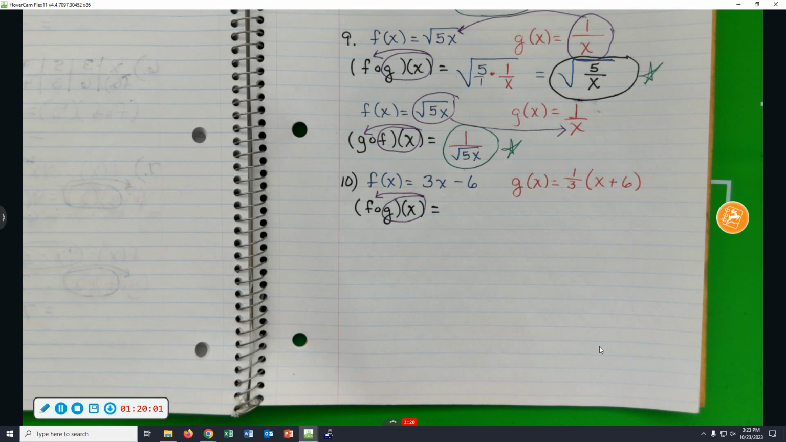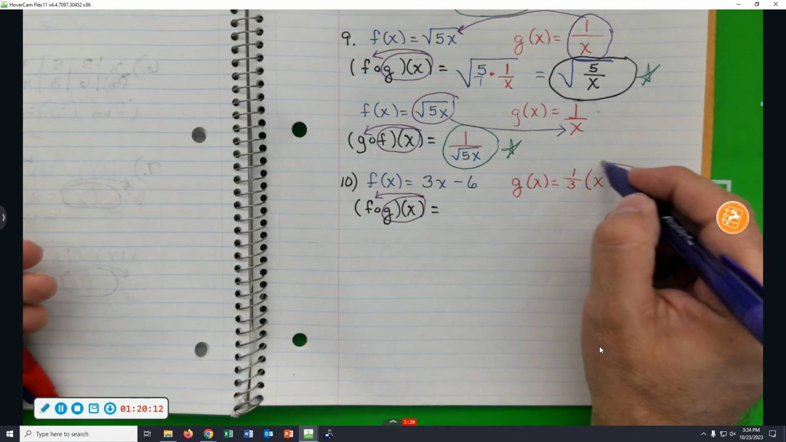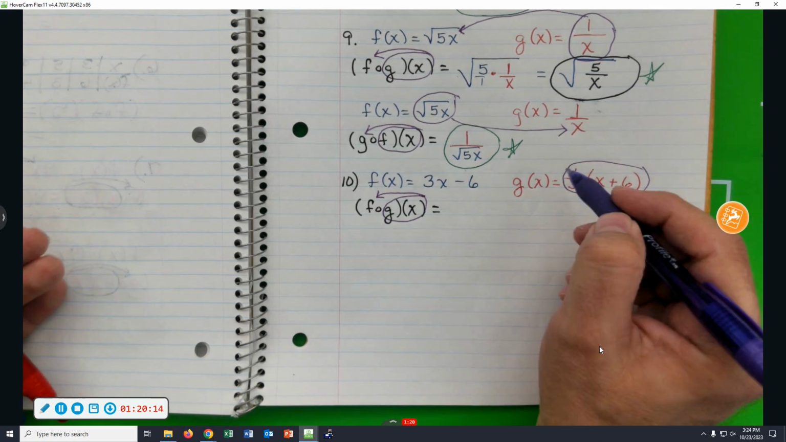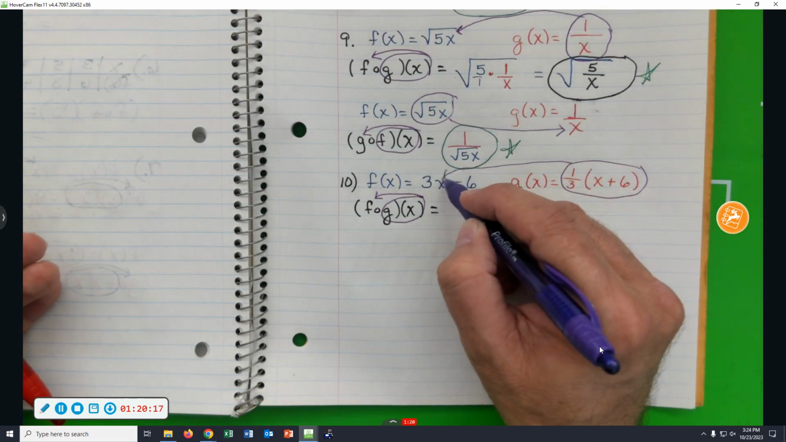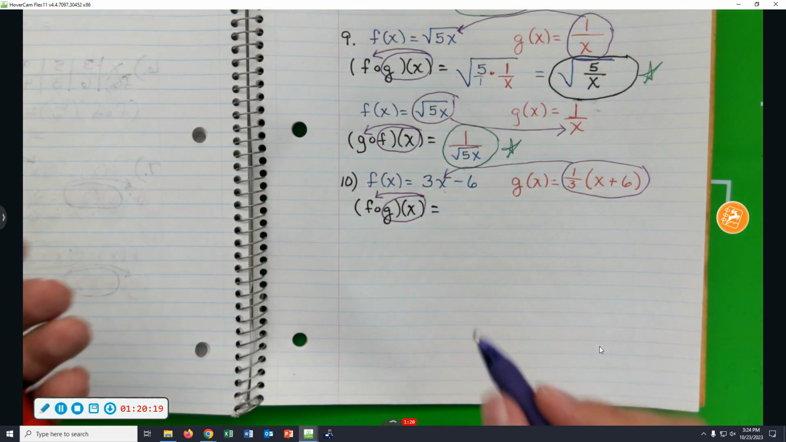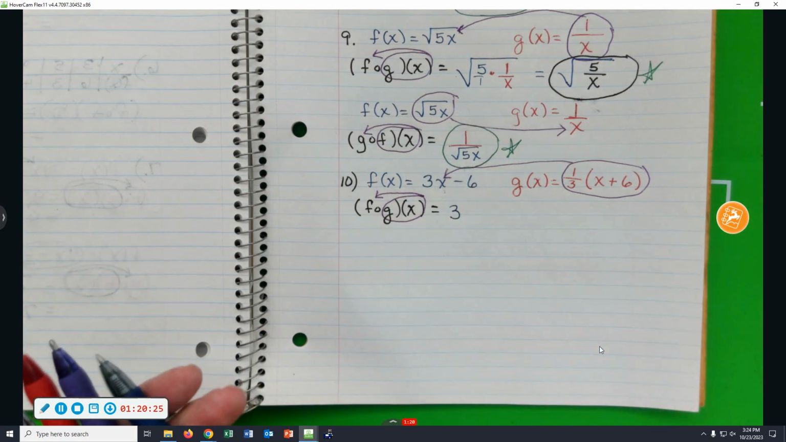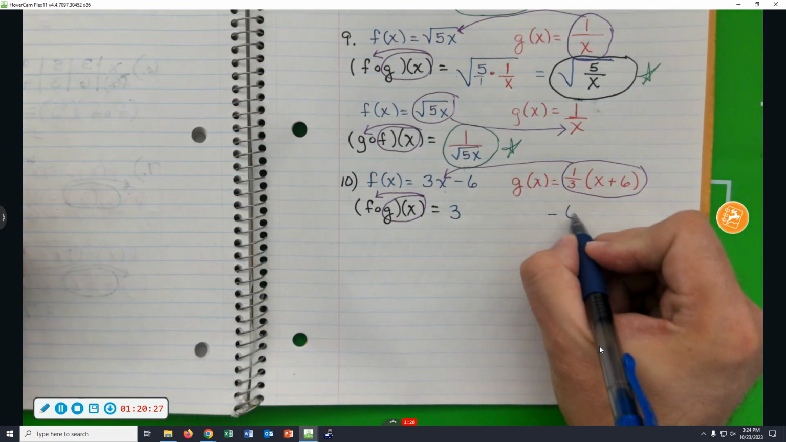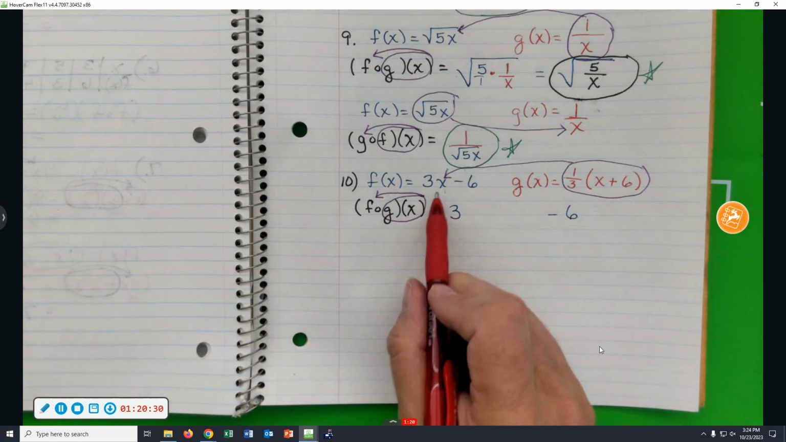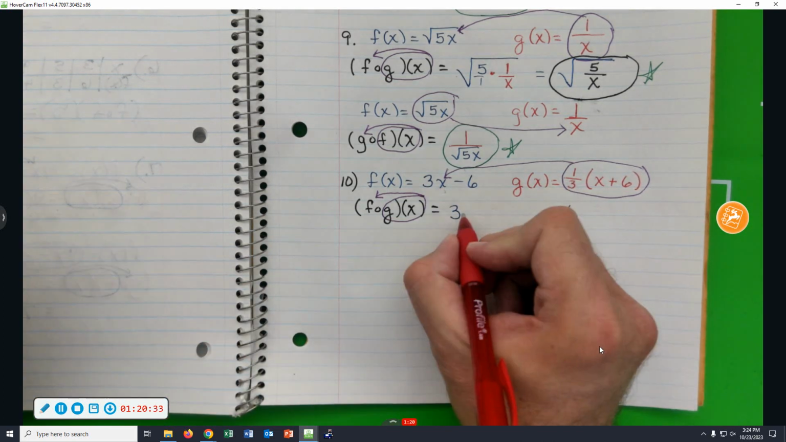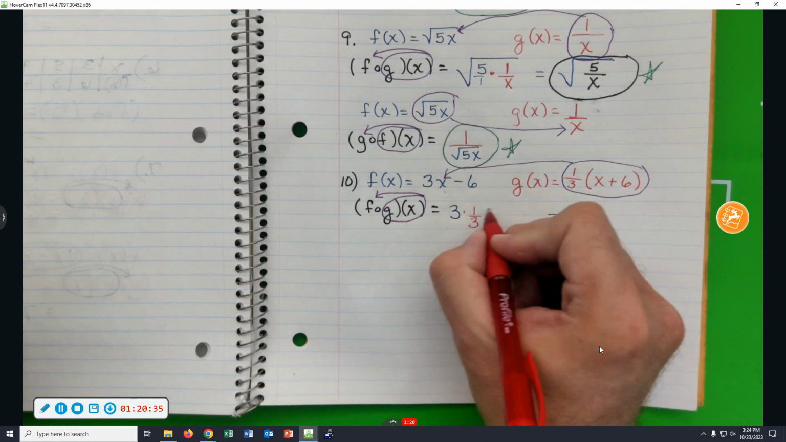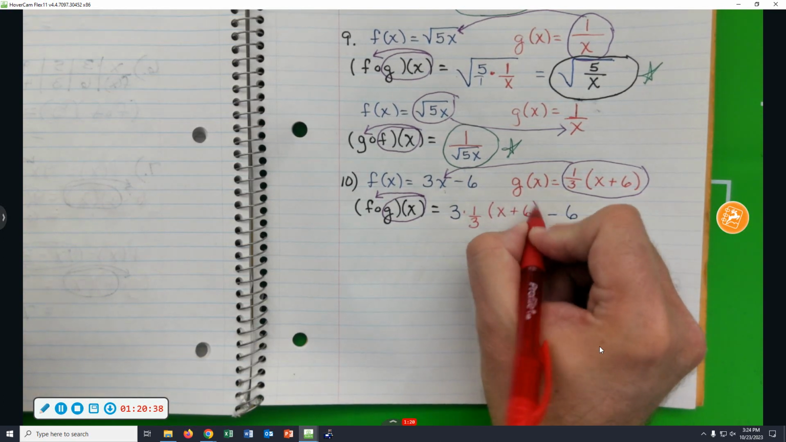What I'm doing with these arrows is actually, you're saying, oh, I don't do much here. You're right, but it's those arrows that's actually the work. I'm plugging g, all of that, into f. So in place of that blue x, I still have the minus 6. In place of that blue x, I'm going to put a 3 times 1/3 (x plus 6).